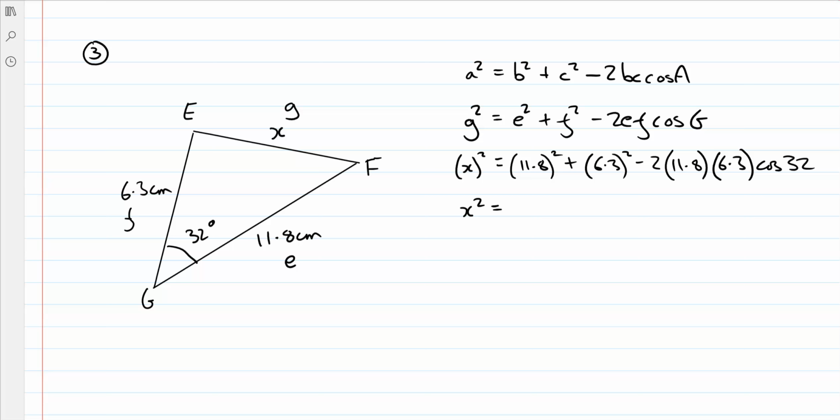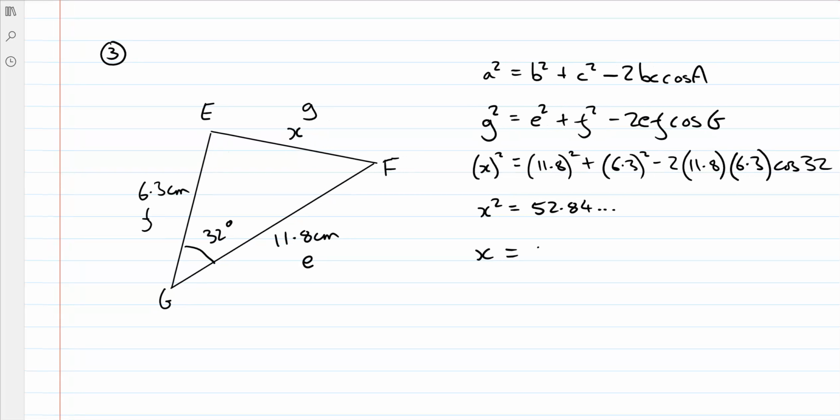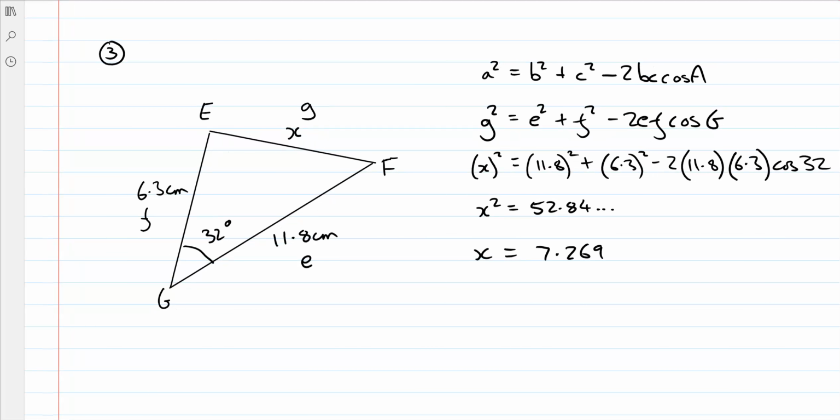52.84. Remember that is x squared, not x, etc, etc. So square root both sides, and we get our value for x, 7.269. Sorry, the screen keeps jumping around. And then we can round that 7.27. Length 3SF, and it's in centimeters.